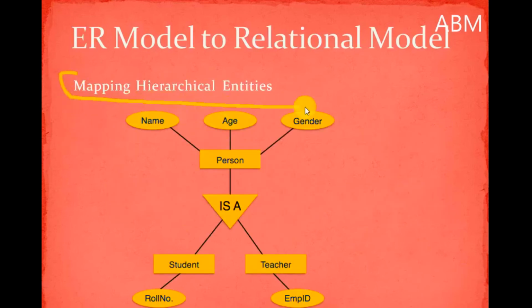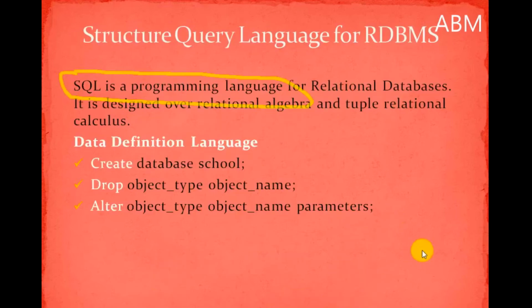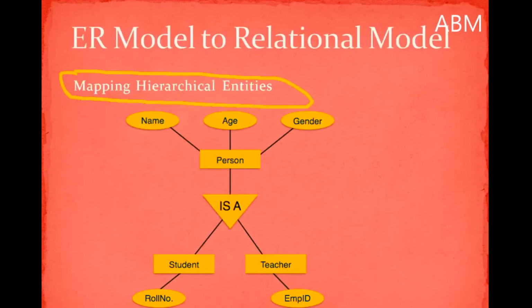Here the hierarchical entity mapping is shown. We use a hierarchy to show the hierarchical position, when we show inheritance in programming or in the database. For example, here the person is shown.